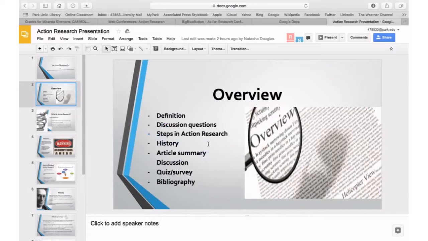So today we'll be going over the definition of what action research is. We'll do a few discussion questions on that. We'll go through all the steps of action research, hit you with a little bit of history. We'll hit you with an article summary, go over some discussions. Then you're going to do a quiz, and of course we got that bibliography.